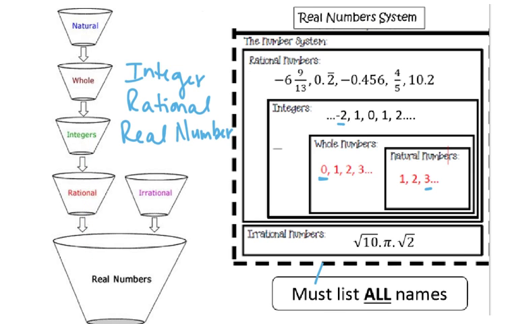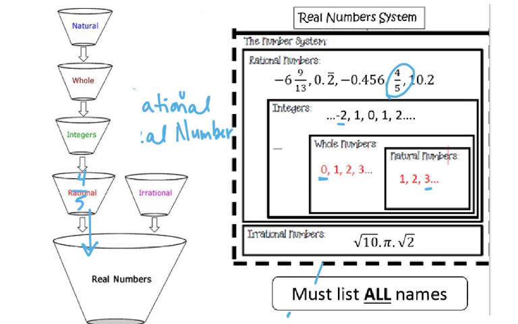And then if I pick a rational number from this rational number column, let's pick 4/5. So 4/5 can only go, I can only drop it in the rational number funnel. It'll just fall through that one into real numbers. So 4/5, I would say that it's rational and it's real.